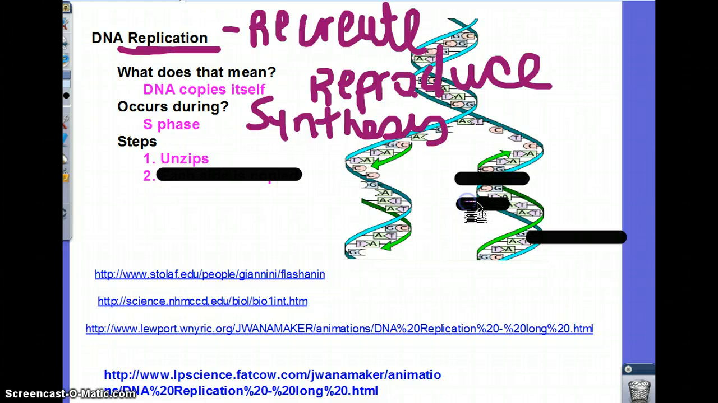It's going to unzip, and then it's going to copy each side. Instead of taking DNA and making a new one, since it unzips, you're left with A over here and T over here. What do you think is going to come in? A new strand with its corresponding end bases. I'm going to show you a video so that makes a little bit more sense.